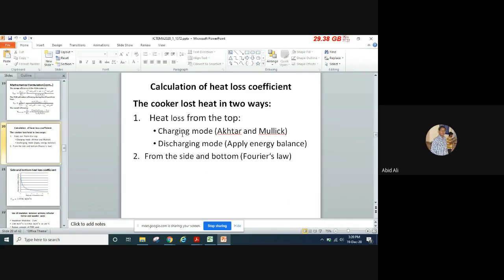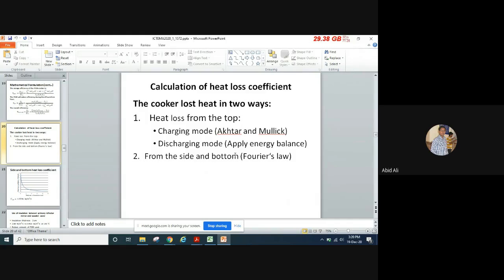In the charging mode, we calculate the overall heat loss according to the formula provided by Akhtar and Malik. We apply the energy balance equation across the panel surface, such as absorber plate to first glass cover to second glass cover, and so on, through the insulation of the reflector mirror.